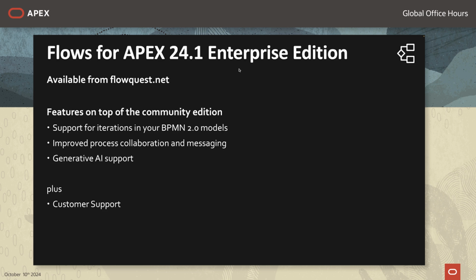In 24.1, we're starting that additional functionality. We've added support for iterations and loops in BPMN, which makes modeling a lot simpler. We have finished off the work we started with message flow and process collaboration. And we've done some work with generative AI to help the modeling process and the modeler. So let's talk about the first of those and talk about iterations.